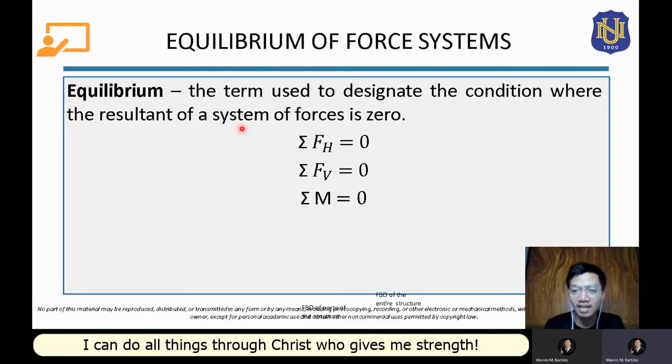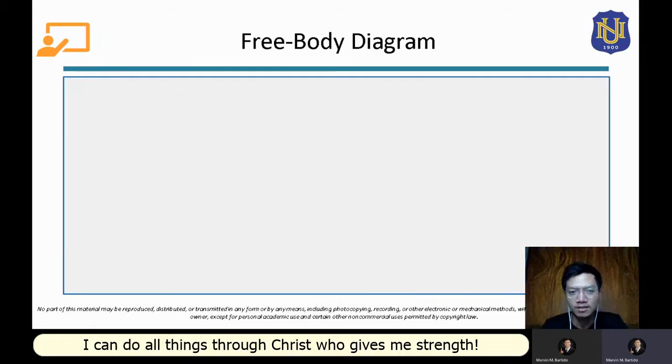All throughout this discussion about equilibrium of force systems, the summation of all the horizontal forces in the system will be equal to zero. The summation of all the vertical forces, or vertical components of forces in the system, will also be zero. And the summation of moments in all the systems that we're going to discuss will always be equal to zero. So let's proceed.